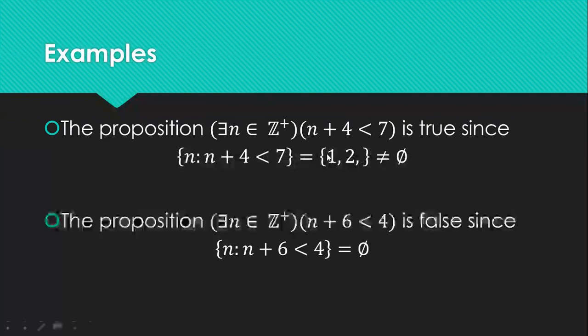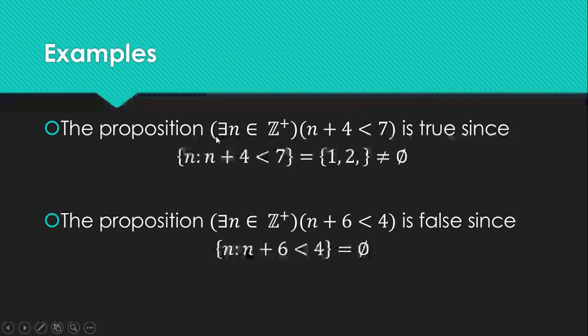If we have n equals 1, then 1 plus 4 is 5, which is less than 7, and 1 is an element of the set of positive integers. Aside from 1, we also have 2. 2 plus 4 is 6, and 6 is still less than 7. Hence, there exist elements that can make the statement true. Hence, it is not the null set, meaning this whole statement is true.